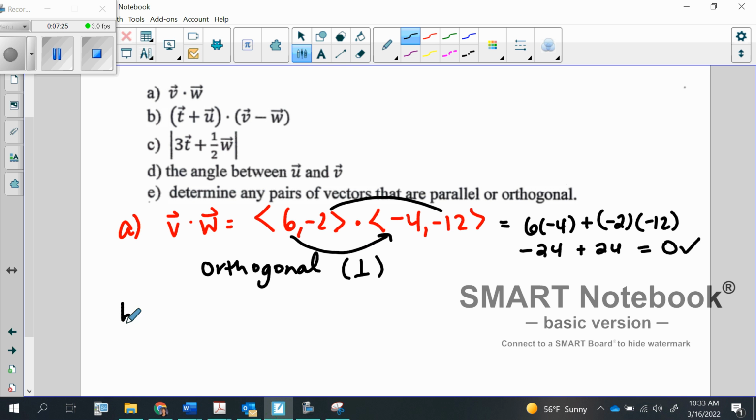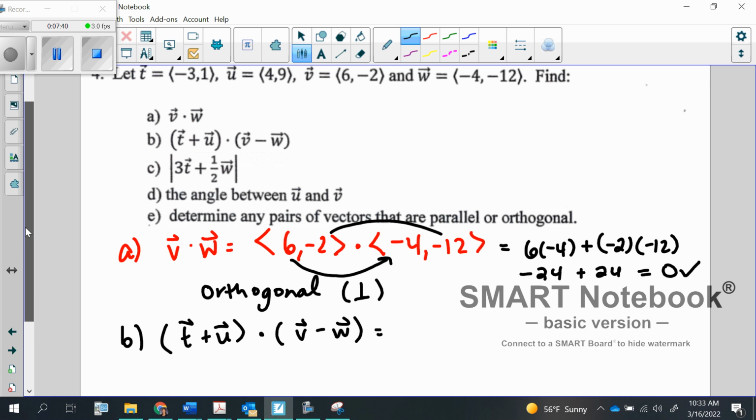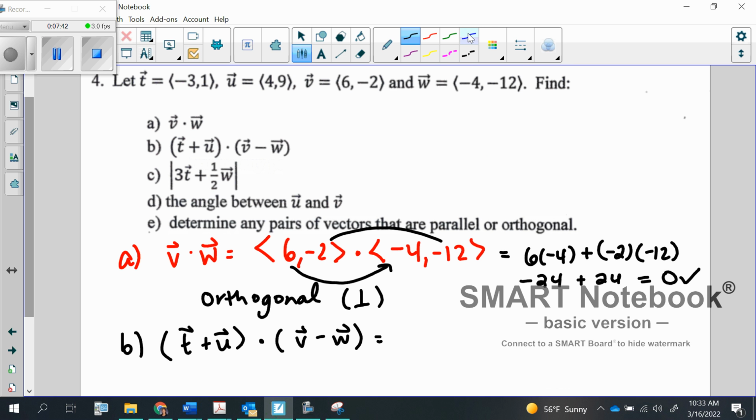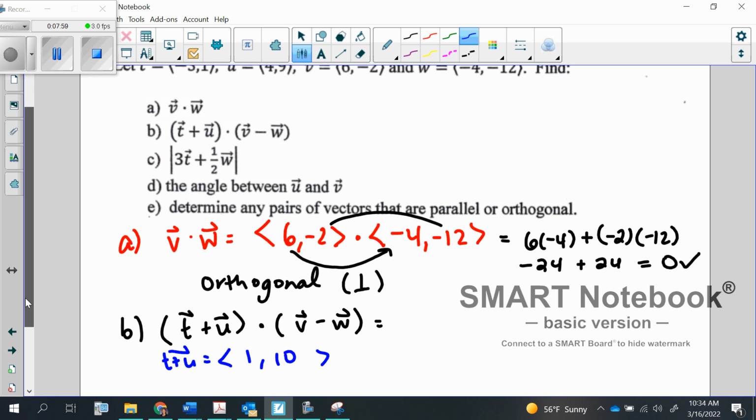B, if we look at B, they want t plus u, so we're just adding the vectors, and then doing the dot product with v minus w. So the very first thing you're going to do, besides getting overwhelmed about this problem, is add the vectors t plus u. You're going to get a new vector. So t and u: negative 3 plus 4, it says to add them, so add them. We get 1. 1 plus 9 is 10. So the t plus u vector is just 1, 10.